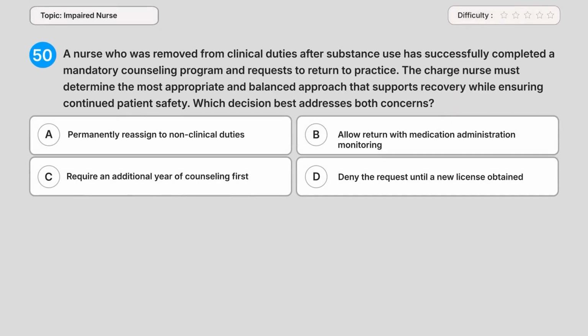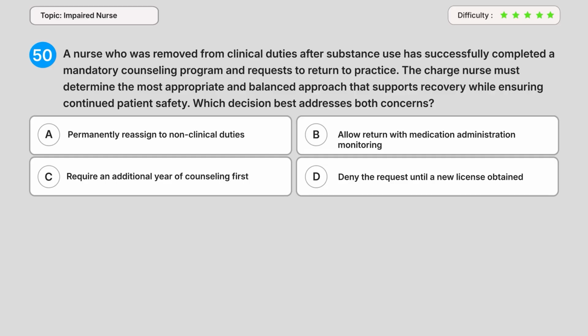50. A nurse who is removed from clinical duties after substance use has successfully completed a mandatory counselling programme and requests to return to practice. The charge nurse must determine the most appropriate and balanced approach that supports recovery while ensuring continued patient safety. Which decision best addresses both concerns?